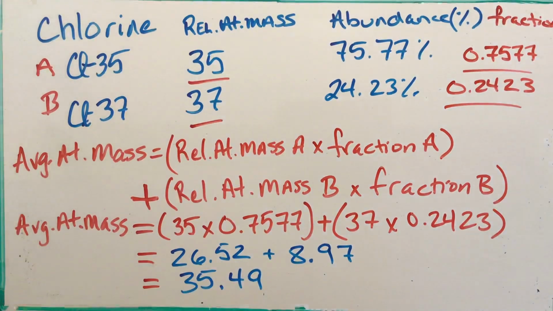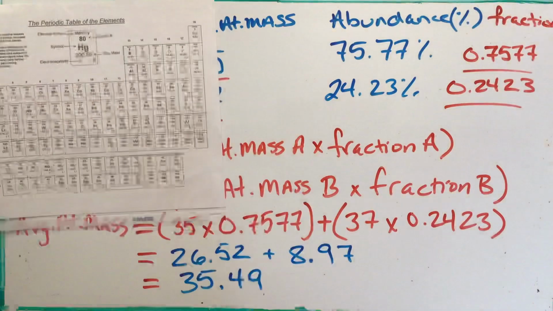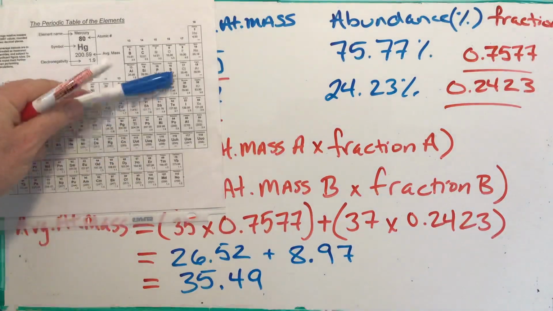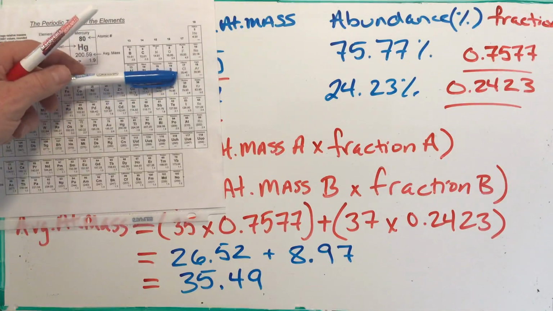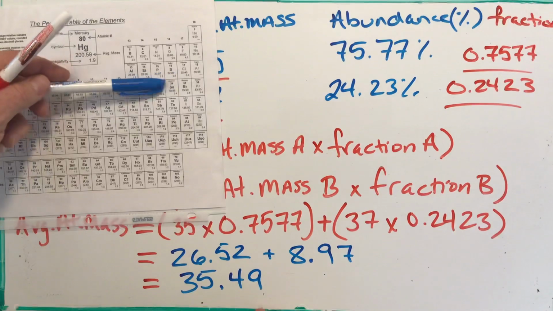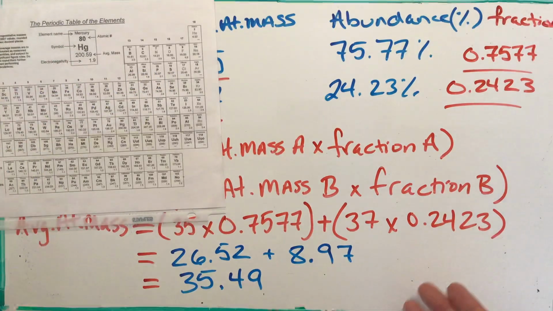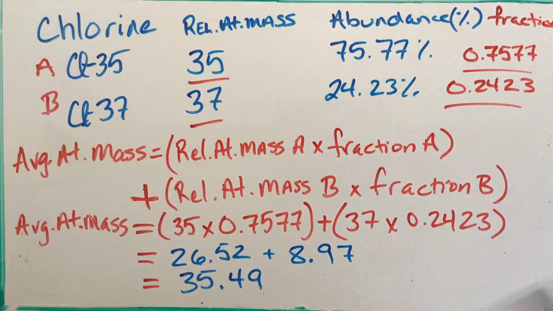35.49. Now, if I look on the periodic table for chlorine, it's right here, and its average atomic mass is 35.45. So that's very close to this. It means in this sample, I grabbed this data just off an example. In this sample, there's a little bit more chlorine 37 than there is in the average sample. That's all. But if I got a number like 50 something or 12, that tells me I messed up somewhere.